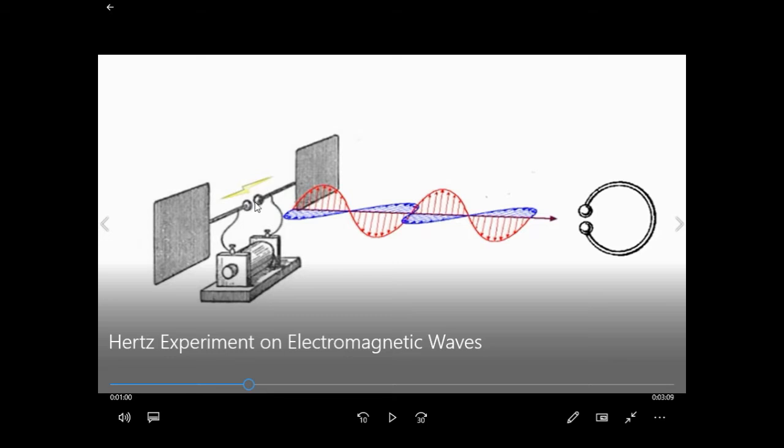Over here, he has an oscillating electron, and over here, he has a ring. And the ring has the exact same gap over here that he started with over here. So there's like a gap here of, like, say, 5 millimeters. There's a gap over here of 5 millimeters.